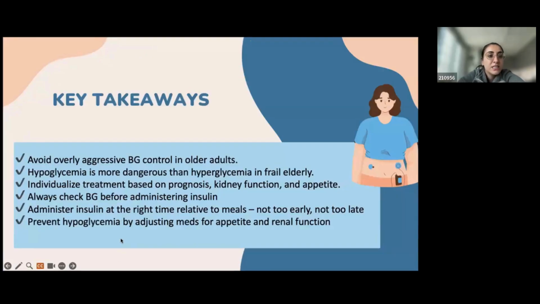So the key takeaways here: avoid overly aggressive blood glucose control in older adults. Hypoglycemia is very dangerous. Individualize treatment based on the patient's prognosis, kidney function, and appetite. Always check blood sugar before administering insulin. Focus on the correct timing and prevent hypoglycemia by adjusting meds for appetite and renal function.